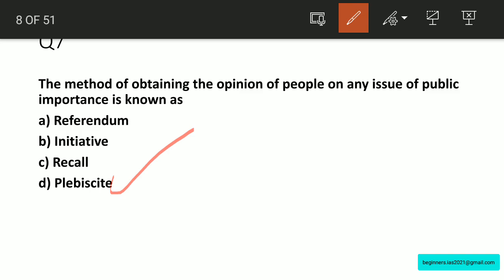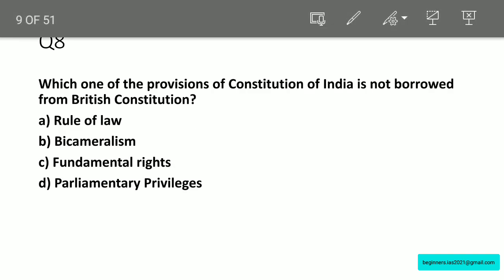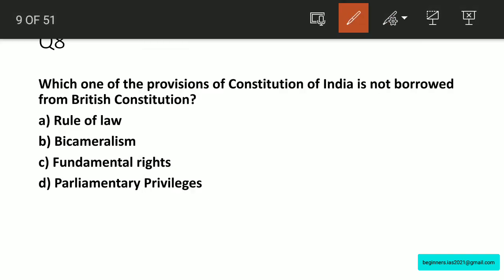What do you mean by recall? The recall means the demand raised by electors to dismiss their political representatives. It is one of the main features of direct democracies. What do you mean by plebiscite? It is obtaining the opinion of people on issues of public importance. So that is what is meant by plebiscite. So here the answer is plebiscite for question number 7. So let us move on with question number 8.